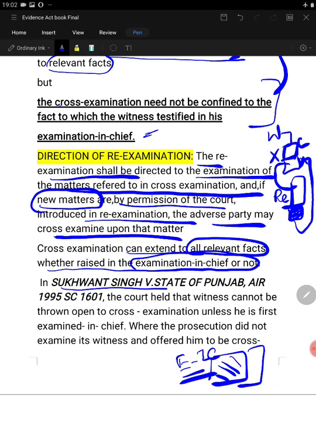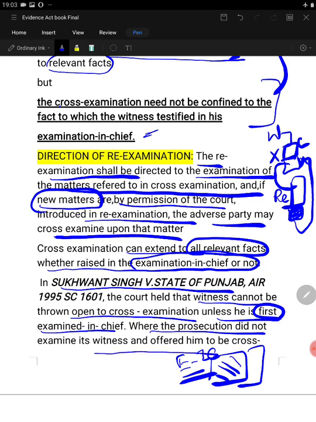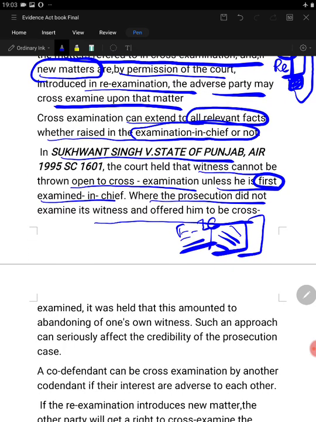Now, in Sukhwant Singh versus State of Punjab, it was held that witness cannot be thrown open to cross examination unless he is first examined in chief, where the prosecution did not examine a witness and offered him to be cross examined. It was held that this amounted to abandoning of one's own witness. Such an approach can seriously affect the credibility of prosecution case.